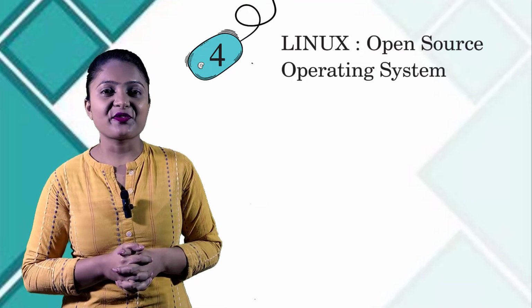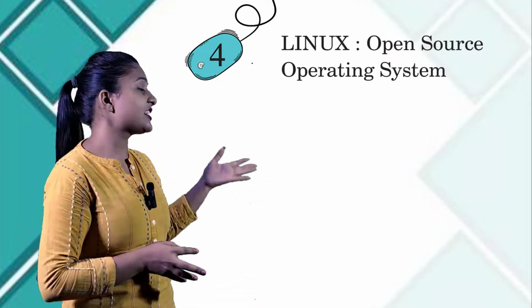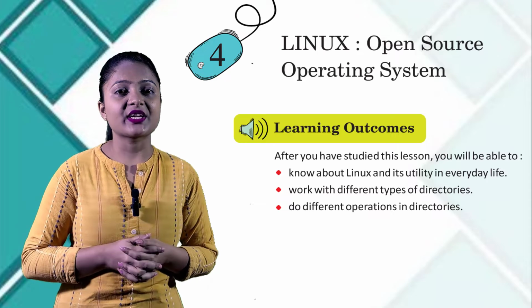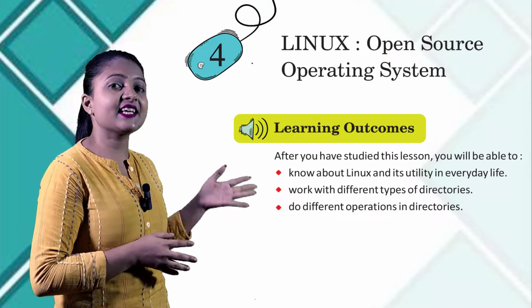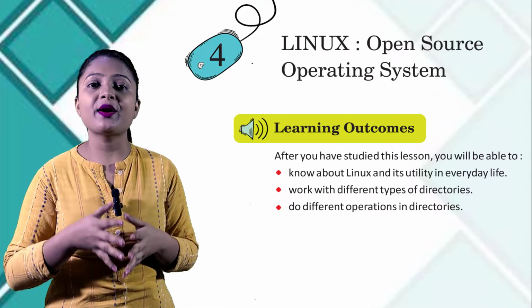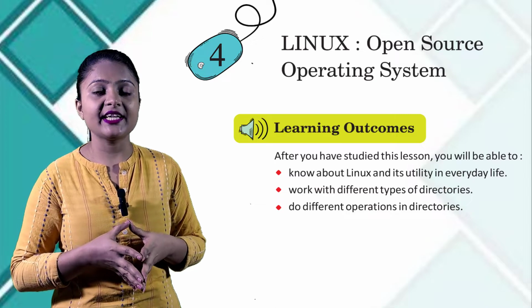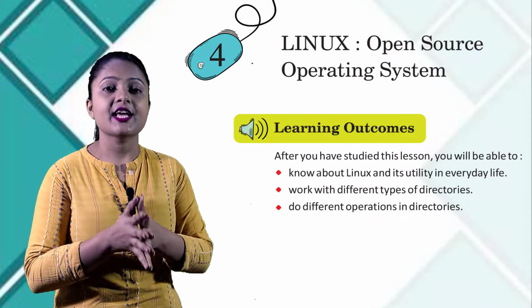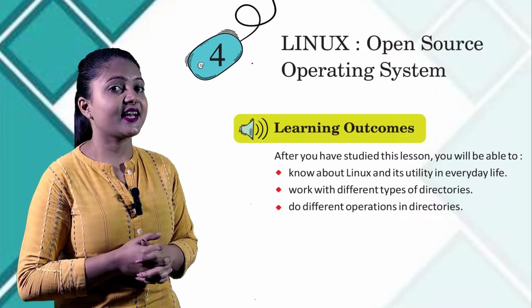Let's start chapter 4 of your Being Online book, which is Linux Open Source Operating System. Learning outcomes. After you have studied this lesson, you will be able to know about Linux and its utility in everyday life. Work with different types of directories. Do different operations in directories.